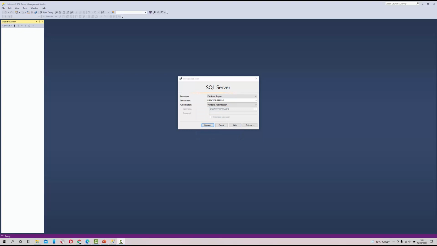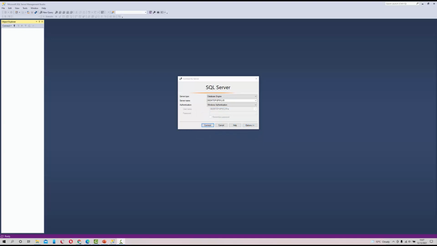And the T-SQL language is essentially used to extract data from a database, specifically, I should say, a SQL Server database. It's also used to modify the data held within the database.